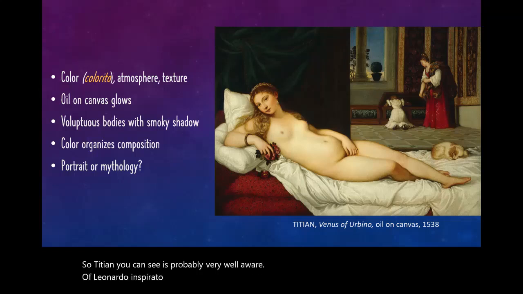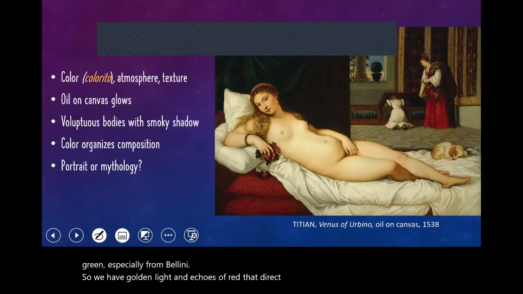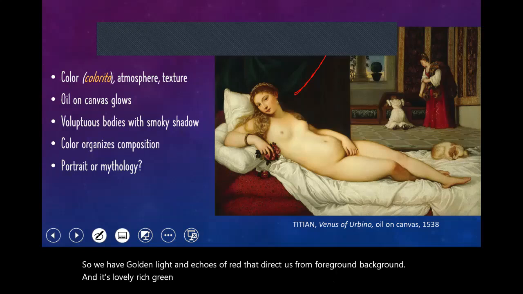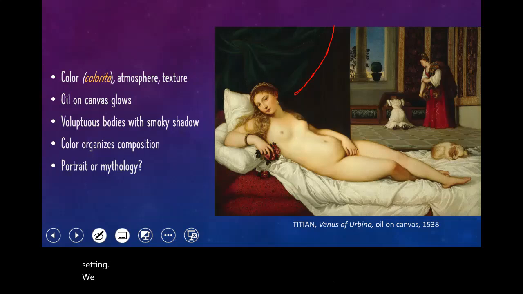He's also learned about these great color combinations, the red and green, especially from Bellini. So we have golden light and echoes of red that direct us from foreground to background, and this lovely rich green curtain that acts as the separation between the two. So whether you see this as portrait of a courtesan or mythological subject matter in a very Cinquecento Italian setting, we can appreciate this for its color-driven structure.